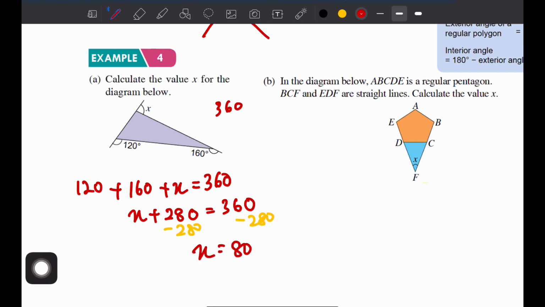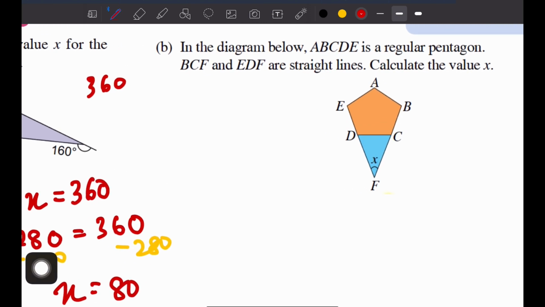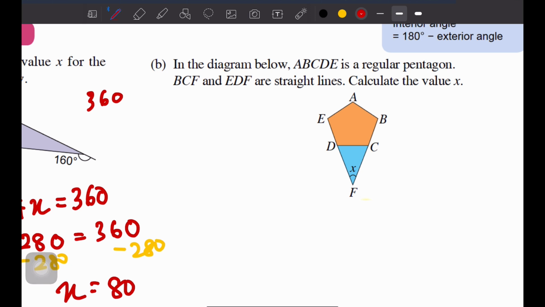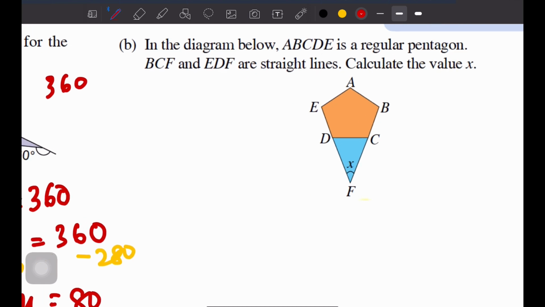Okay, and then this one, find the value of x. Okay, in the diagram below, ABCDE is a regular pentagon. BCF and EDF is a straight line. Calculate the value of x.